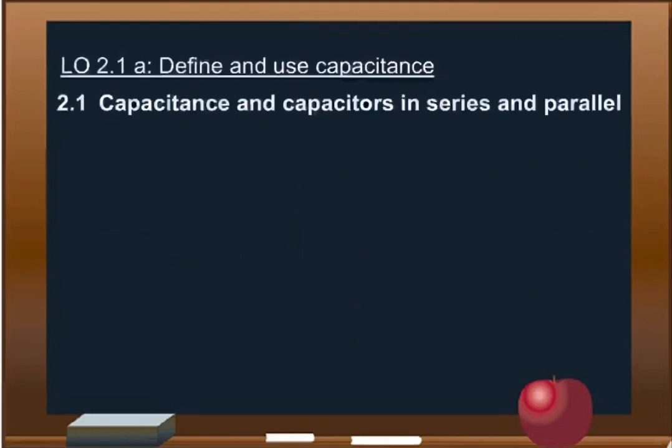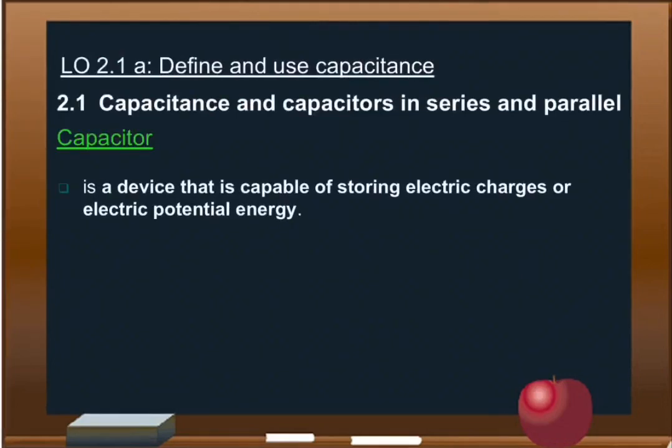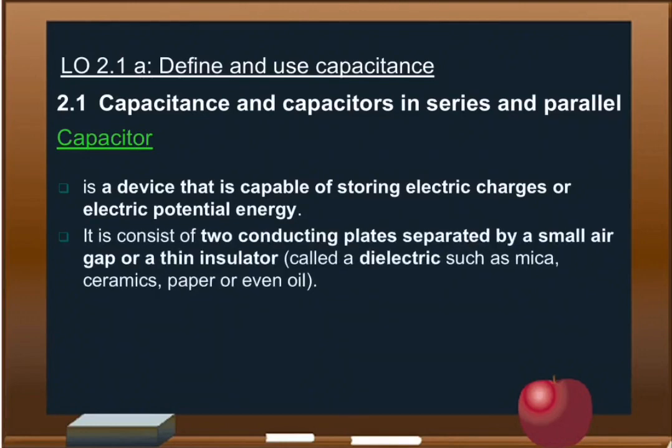So what is a capacitor? Capacitor is a device that is capable of storing electric charges or electric potential energy. It consists of two conducting plates which are separated by a small air gap or a thin insulator. The thin insulator is called dielectric, and examples of dielectric are mica, ceramics, paper and oil.